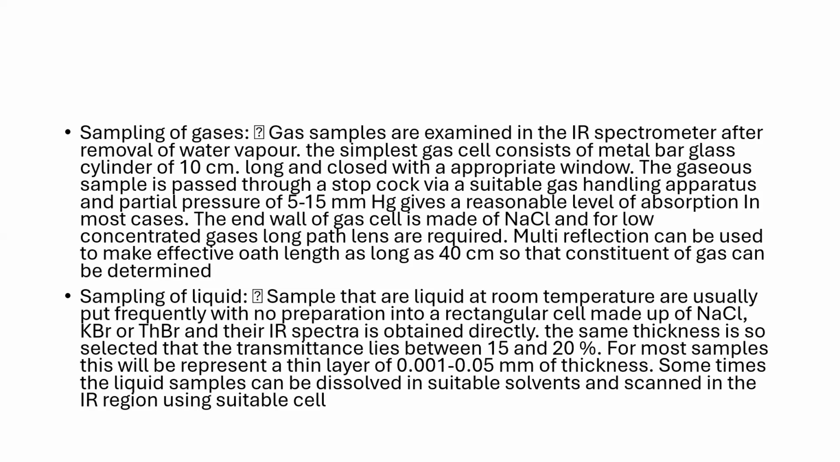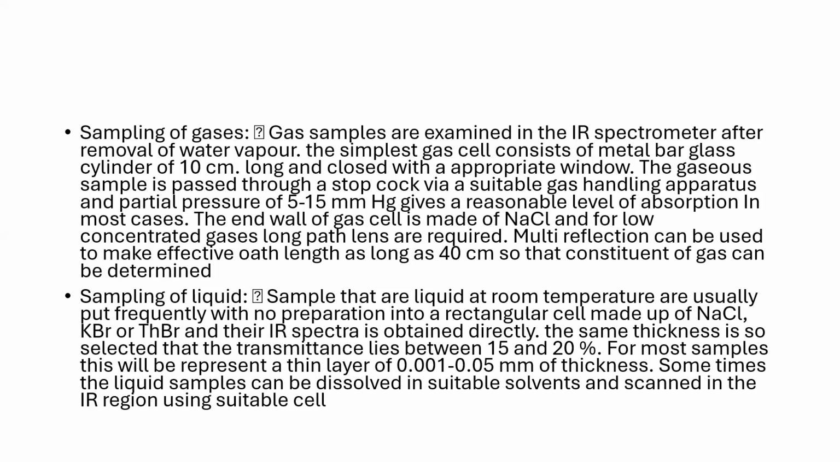So from the open end, the gas will enter at a particular pressure, that is 5 to 15 millimeter Hg pressure, and then it will get impinged or impacted on NaCl. That is the other side of the gas cell. So again, you are going to place this gas cell into the instrument, and you are going to study the absorbance and reflection pattern which is generated.